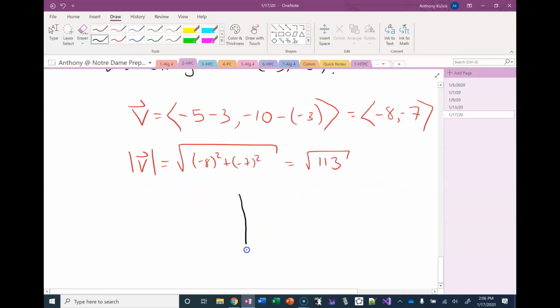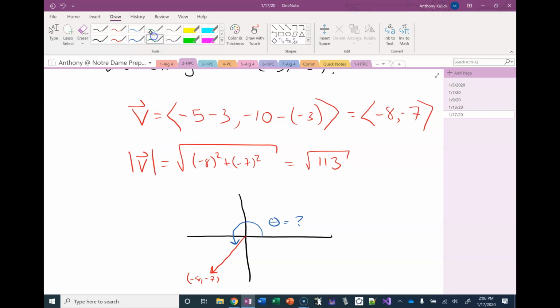Now I'm going to draw a picture. So my vector v is down here where this is the point (-8, -7), right? And I'm looking for this direction. Well, I'm going to do just like we did in first semester. I'm going to turn this into a reference triangle. So this reference triangle has side lengths 8 and 7. And I'm going to start by finding this angle that I'm going to refer to as alpha.